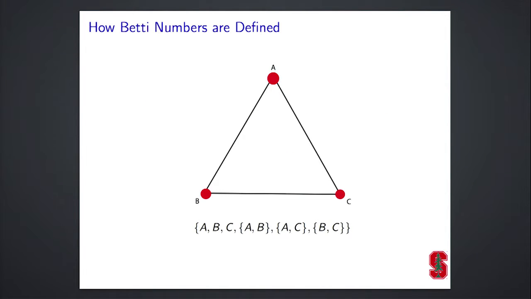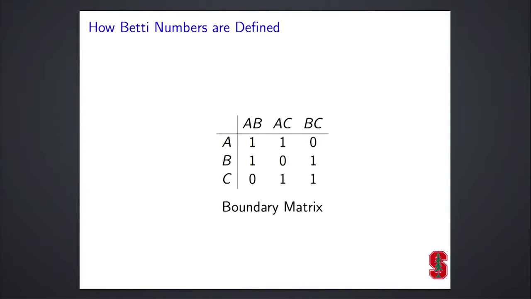Okay, now I'm just going to talk about how they're defined linear algebraically like this. Here's a simple description of a space. I've got 3 edges and 3 nodes. I will build a matrix, a boundary matrix, which puts a 1 in whenever the node in the left-hand column is in the edge on the upper side.